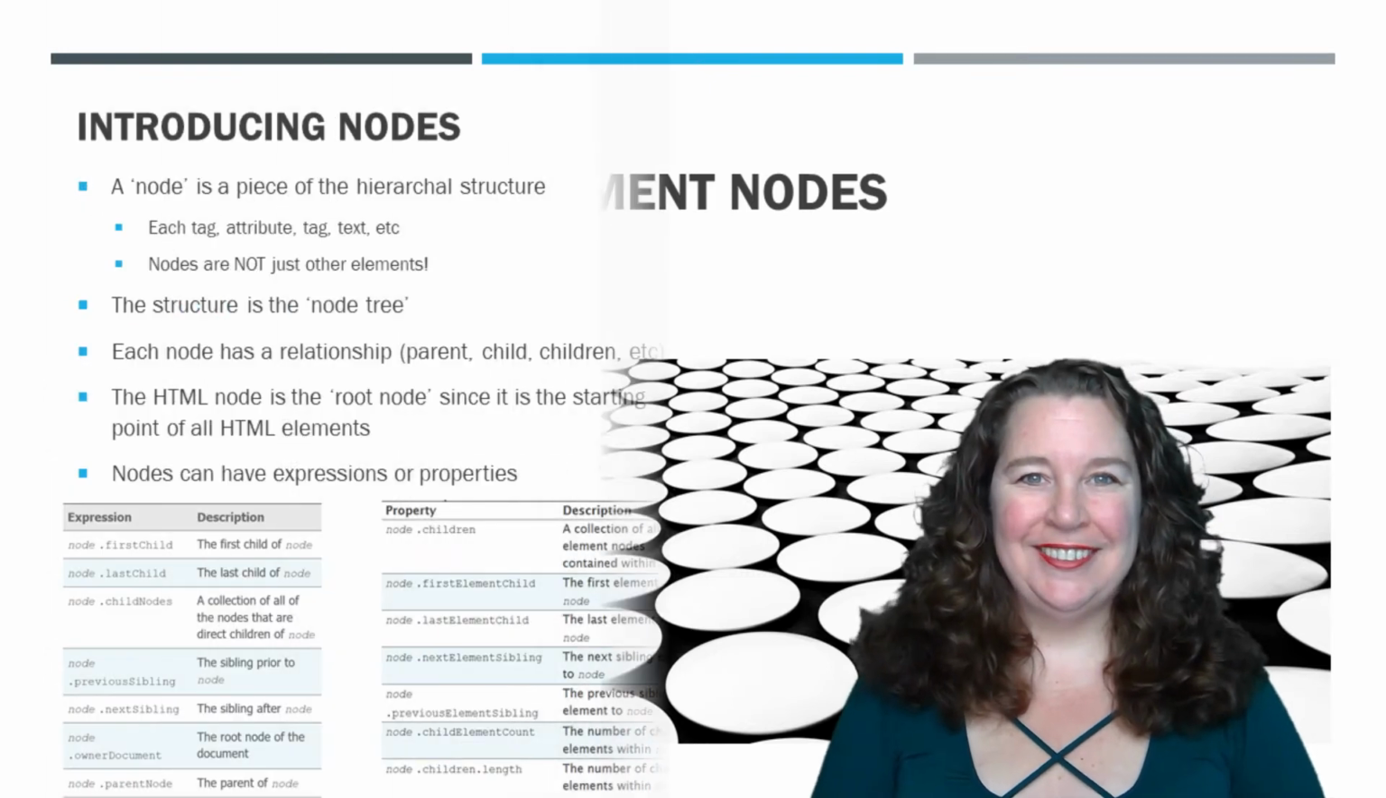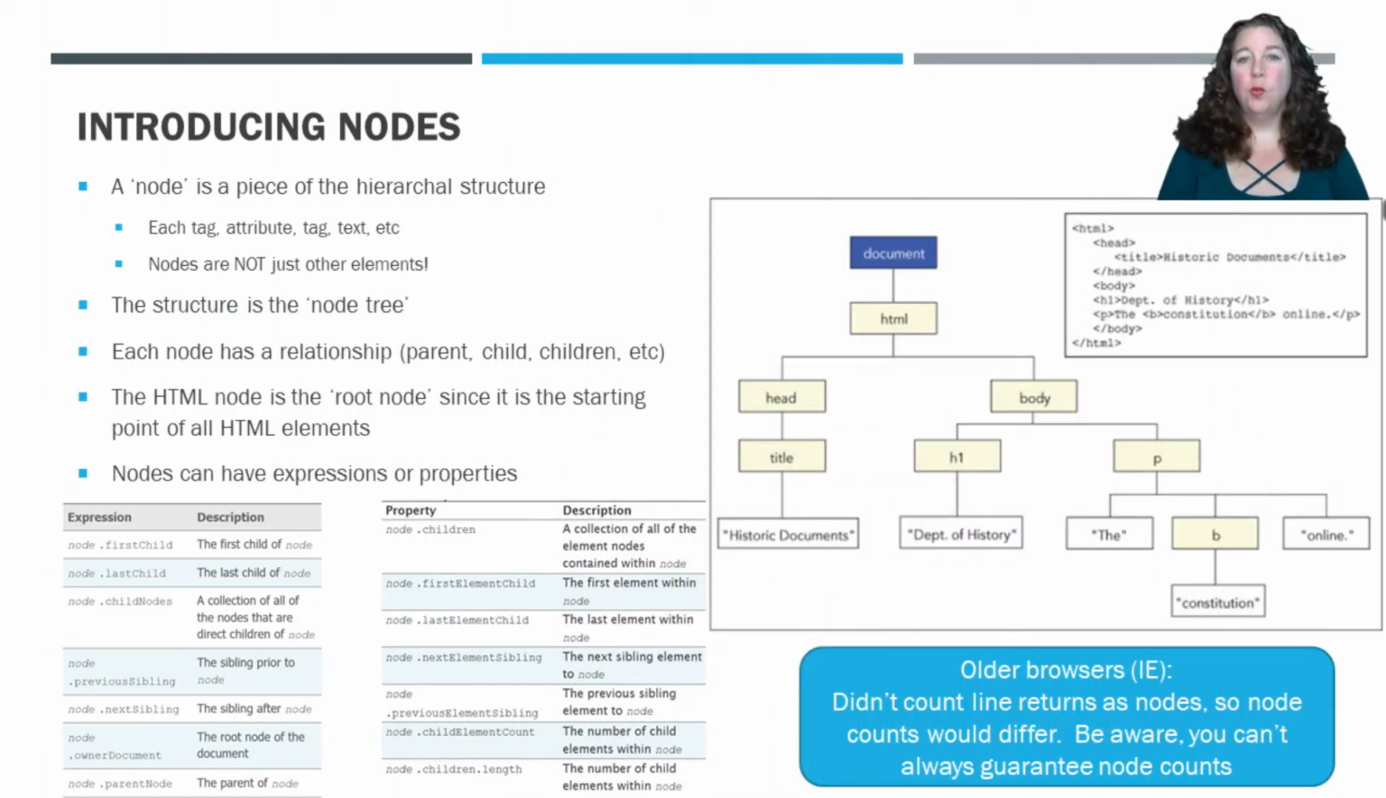Let's get started. First thing we need to explain is what is a node. A node is technically a piece of the hierarchical structure. Everything in JavaScript, everything in HTML is technically based on individual nodes. The document node has inside of it an HTML node, and inside that node we have a head and a body node. Inside those are more nodes. Each is part of the structure.